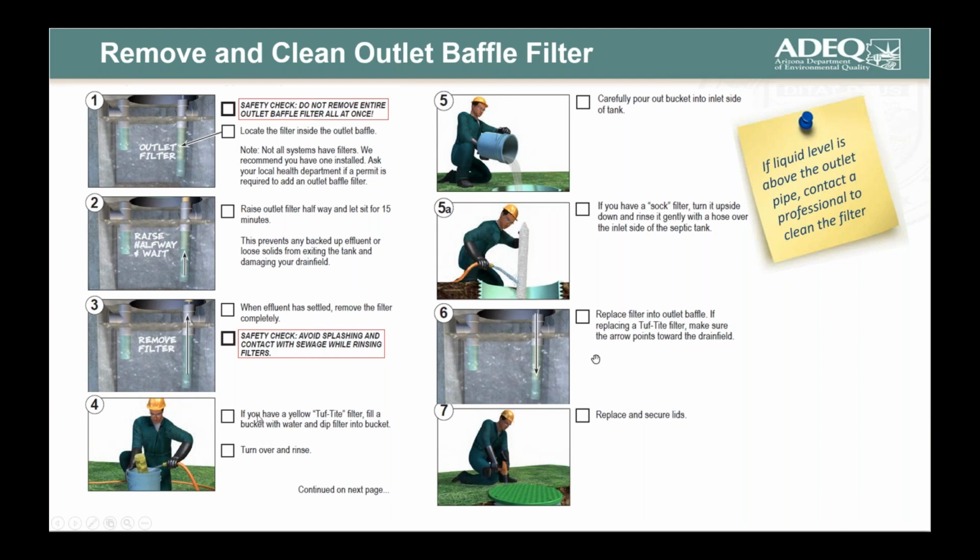Now, consider what type of septic tank effluent filter you've got. If you have a yellow Tough Tight filter, fill a bucket with water and dip the filter into the bucket. Then turn over and rinse. Carefully pour out the bucket into the inlet side of the tank. If you have a sock filter, turn it upside down and rinse it gently with a hose over the inlet side of the septic tank.